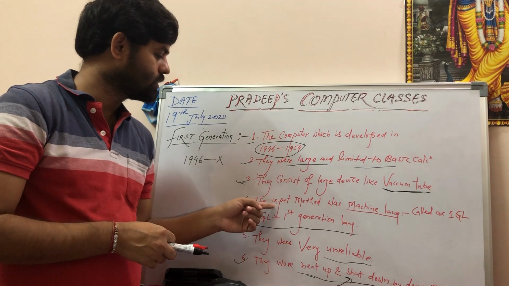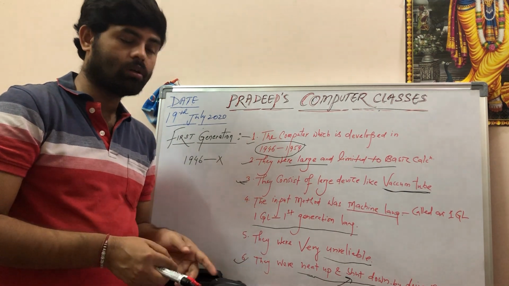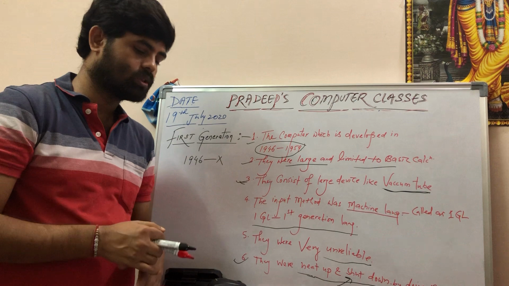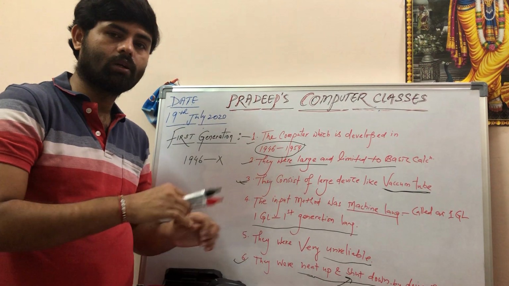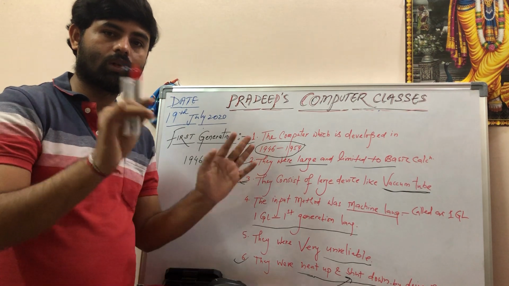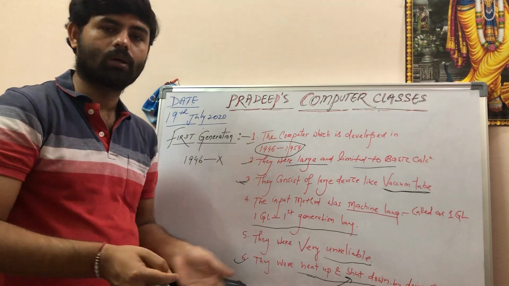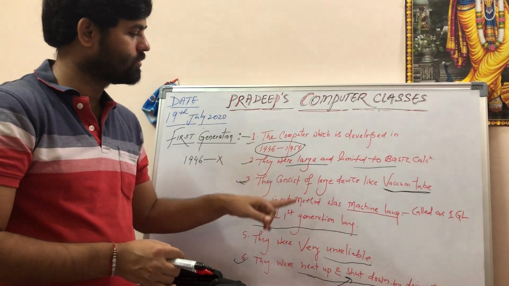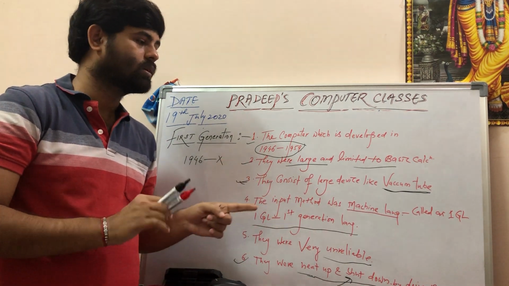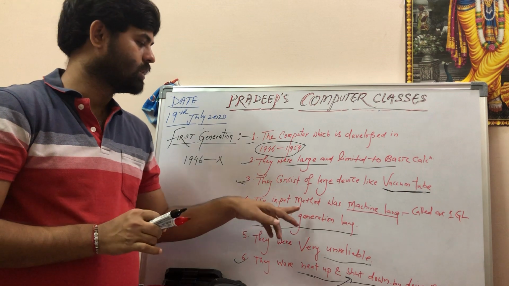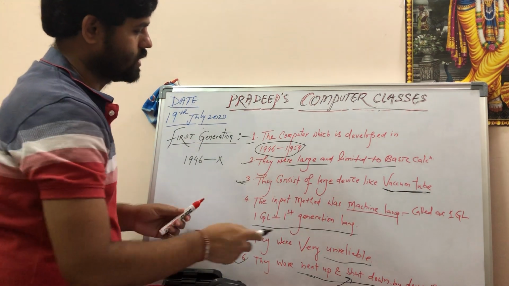In the first generation, right now you can see the keyboard. I will discuss the keyboard and all these things later. You can just write something on the keyboard and you will get data on the computer. But in the first computer, it was not a keyboard. The input method was a machine language method.